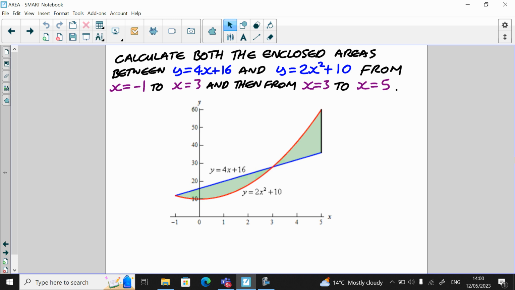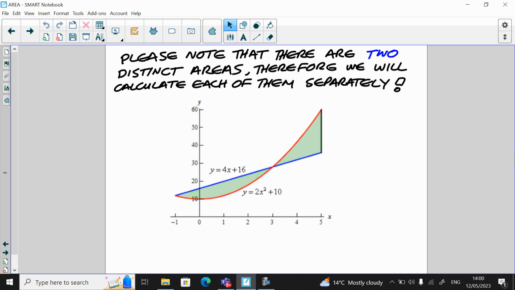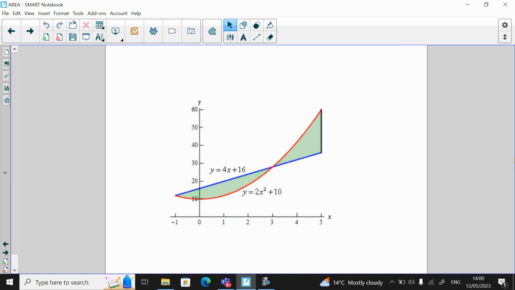So this one, we're going to have to treat a little bit differently. As it's saying here, there appears to be two distinct areas. So we can't just launch in with the normal rule. It would be fine. But so all we're going to do is calculate two of them separately.